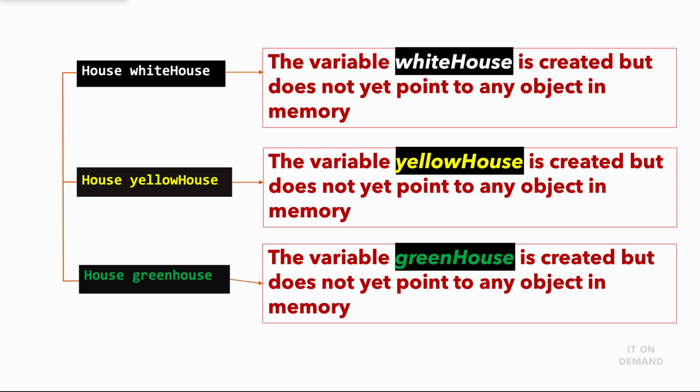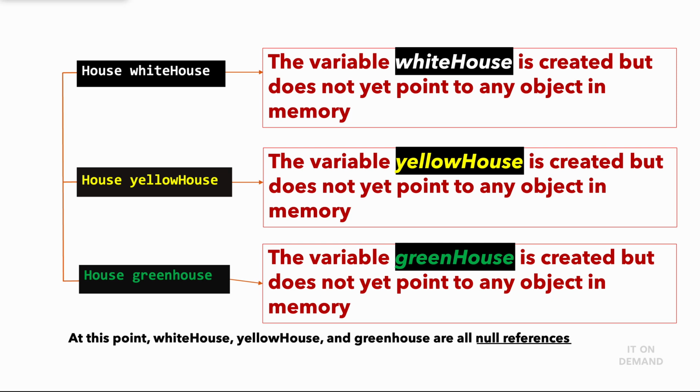But for now, just know that when we say House whiteHouse, what we have there is a reference variable. And so we have reference variables whiteHouse, yellowHouse, greenHouse that are created for us, but do not yet point to any object in memory. And so at this point, whiteHouse, yellowHouse, and greenHouse are all null references. Even though they are meant to refer to an object in memory, at this point, they are not referring to anything. And so we say they are null references.